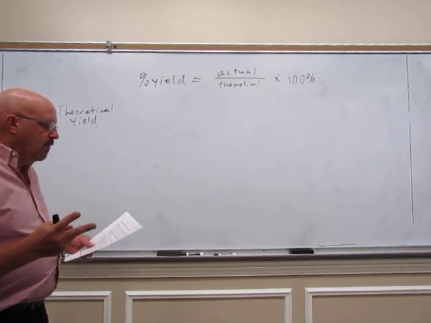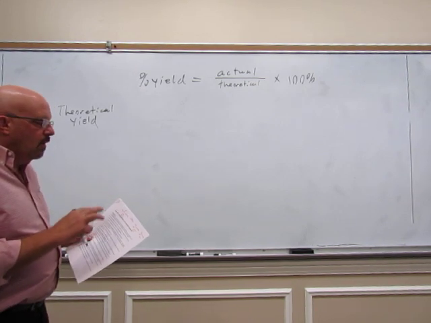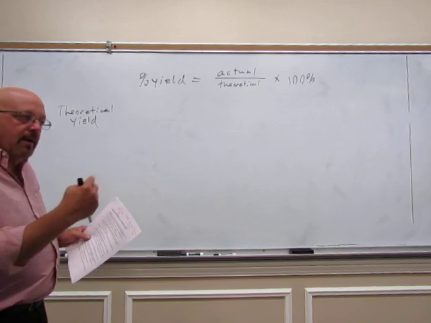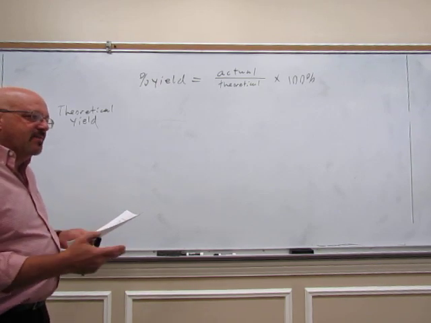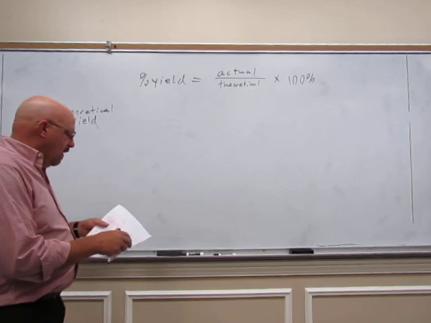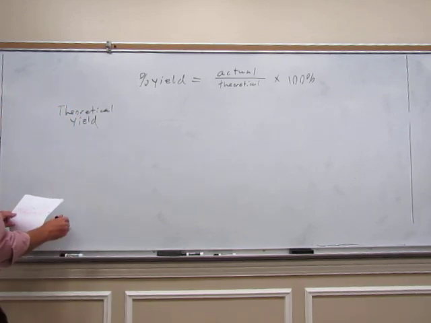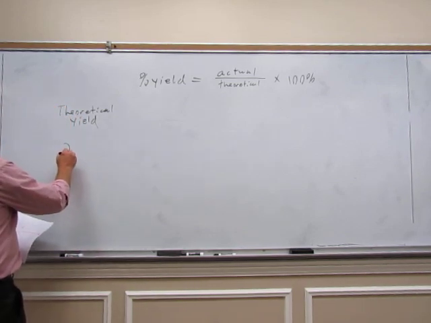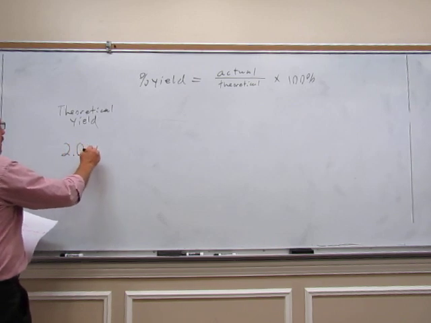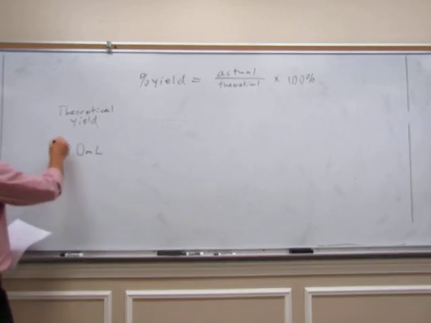We only have the one. But again, if you have two reagents that we're adding together, or three or whatever, you will have to calculate all of those and see which one is in the least amount, and that is the limiting reagent. That's the one you'll use. Now we're starting with 2 mL of the alcohol.